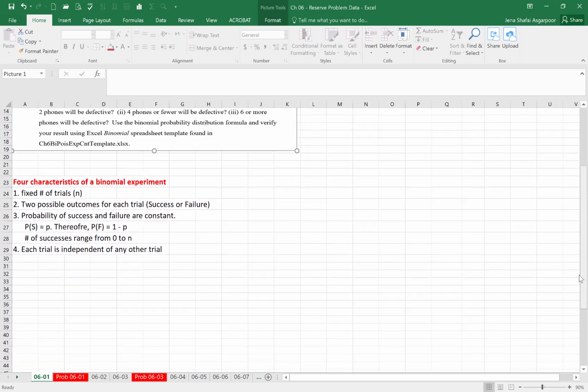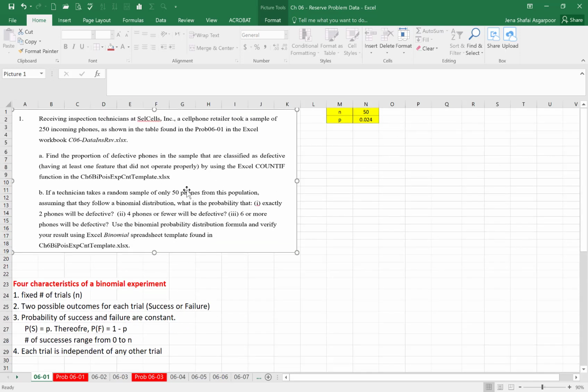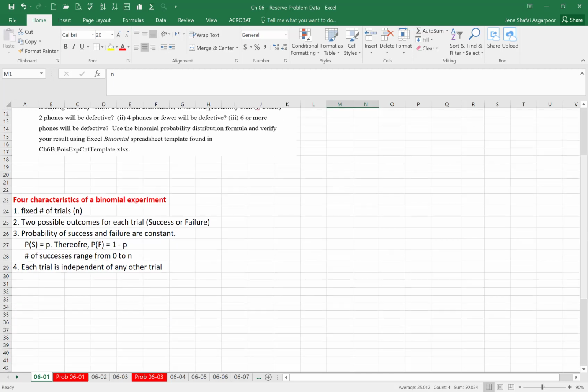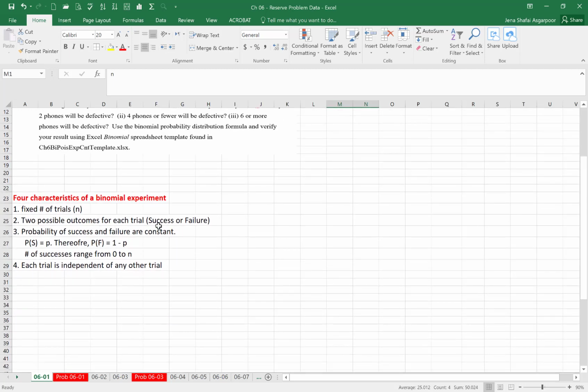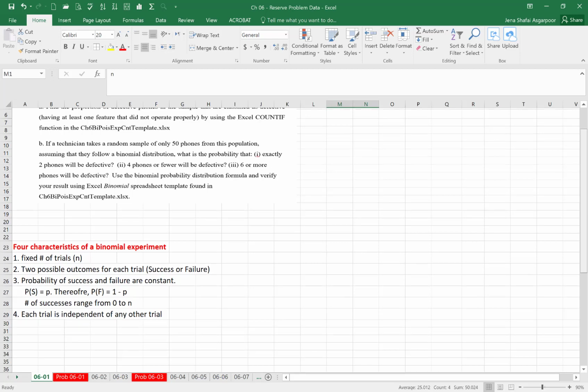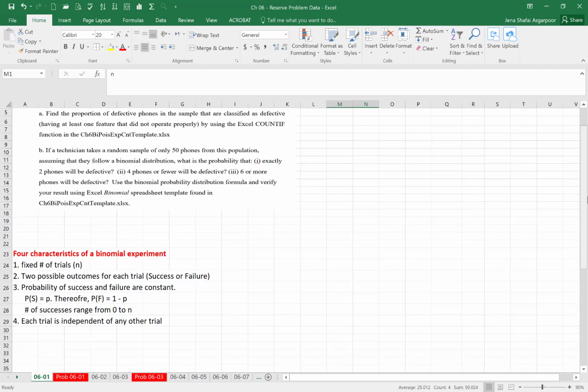The characteristics of a binomial experiment are these. We have a fixed number of trials. So in this problem, there are 50 phones, so n is equal to 50. Two possible outcomes for each trial, either success or failure, and in this case it's either defective or not defective. However, we're going to define a success event here to be a defective phone.